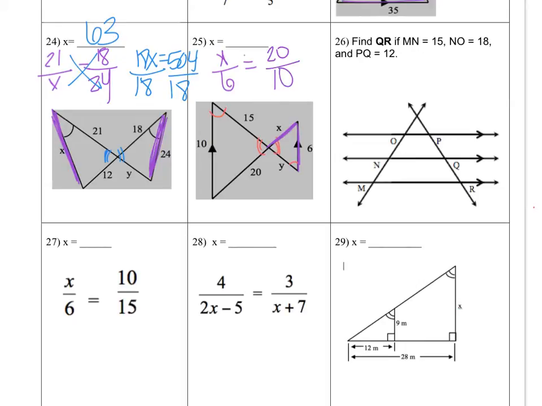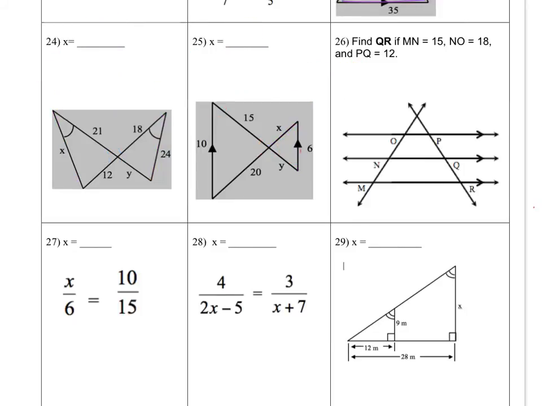Okay, so cross multiply and divide. So you have, and I'm running out of room, you have 10x equals, and 12, or 6 times 20 is 120. So when you divide by 10 on both sides, you're going to get x equals 12.